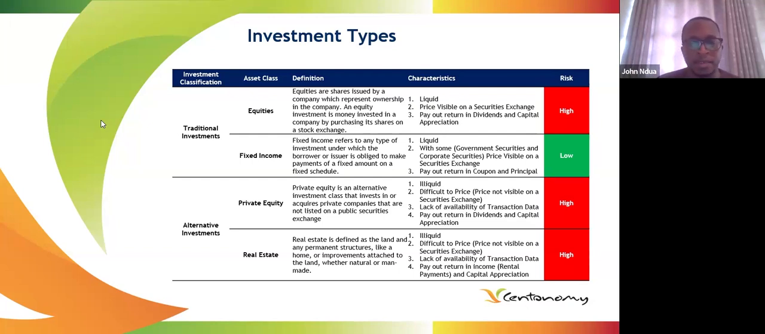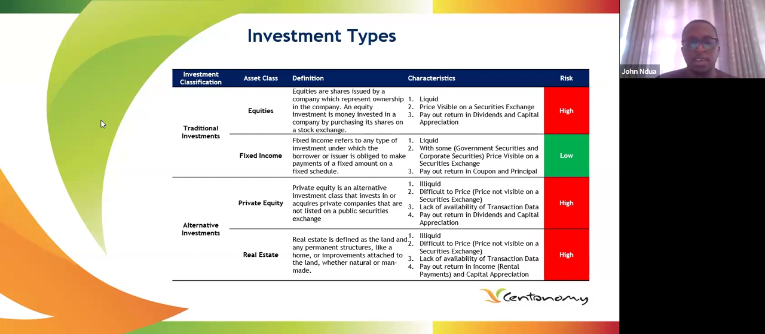Now, the last asset class I want to talk about is real estate. And real estate is basically something that we are very familiar with. And here, real estate is defined as land and any permanent structures on it. What do we mean by permanent structures? I mean something like a home, an apartment, an office building. It could be a retail center with malls, with shops. It can be a factory. As long as it's permanent, that is also part of the real estate asset class.